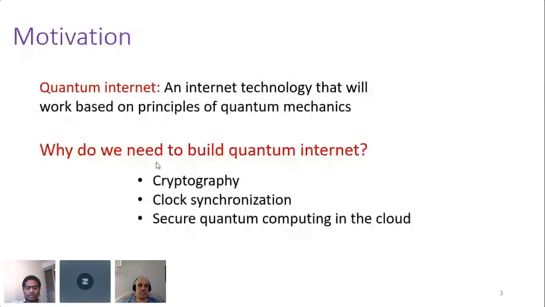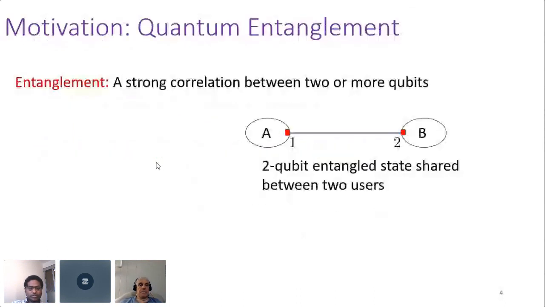For example, it can be used in various new applications, as well as improve the performance of the current internet. The quantum internet has applications in cryptography, it helps us achieve good clock synchronization, and it will allow us to access a quantum computing cloud with high security. Because of these various new applications, we want to build a quantum internet. In the quantum internet, the main idea is to distribute entangled states to different users that are connected to a quantum network.